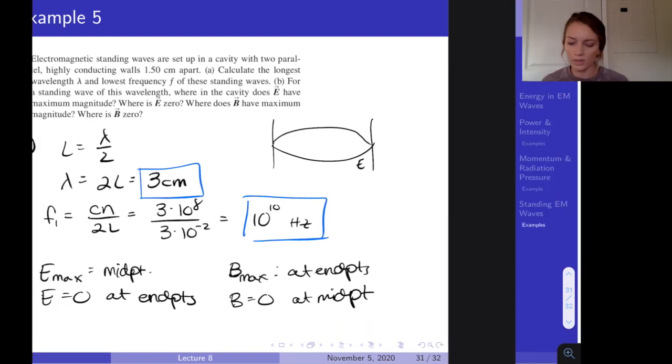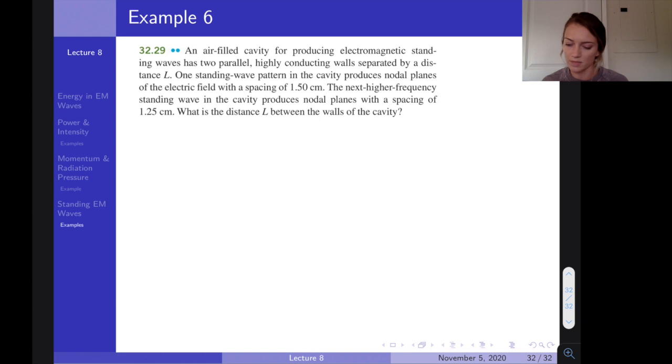Okay, so now let's do one more example with standing waves. This one's a little bit more difficult. So here we have an air-filled cavity for producing electromagnetic standing waves, has two parallel highly conducting walls separated by a distance L. So we're just in a cavity of length L, so it looks like this. And this is length L.